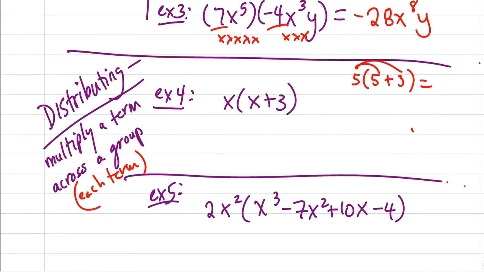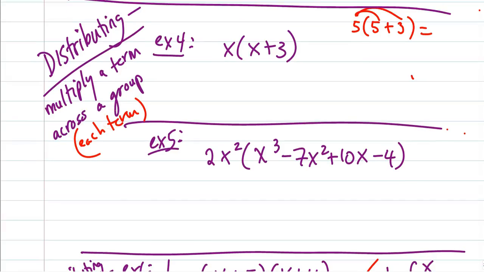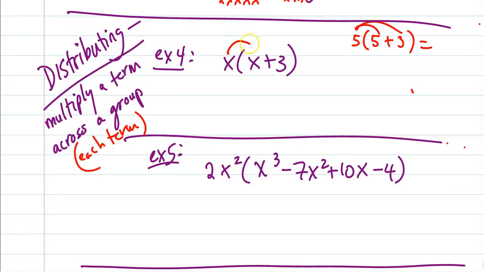Now we're going to kick it up a notch. What if I have x times x plus 3? Well, we're going to do what's called distributing. That's where we multiply a term across a group. Later we'll multiply a group across a group. Okay? So we're going to take this x and we're going to multiply it across the x and the 3.